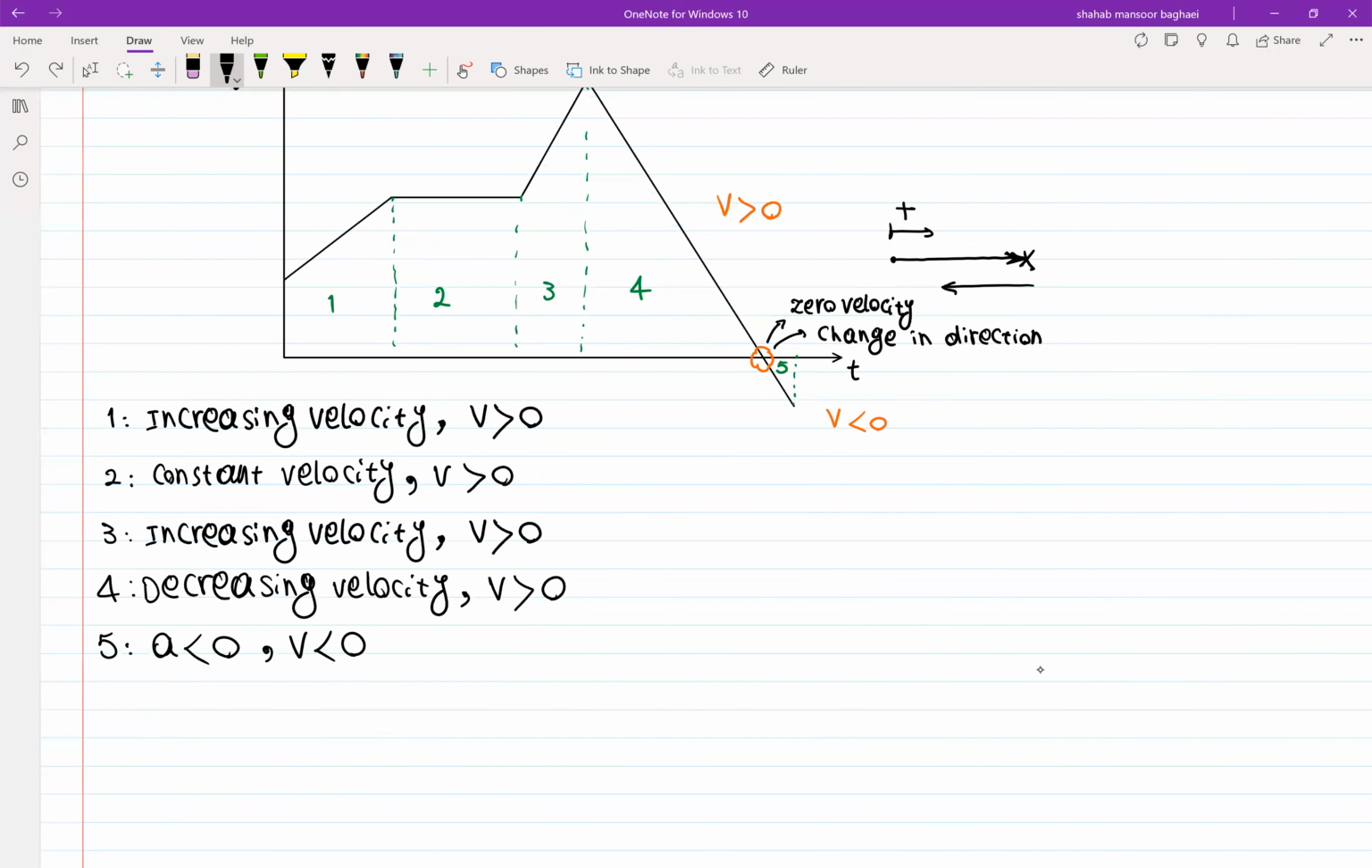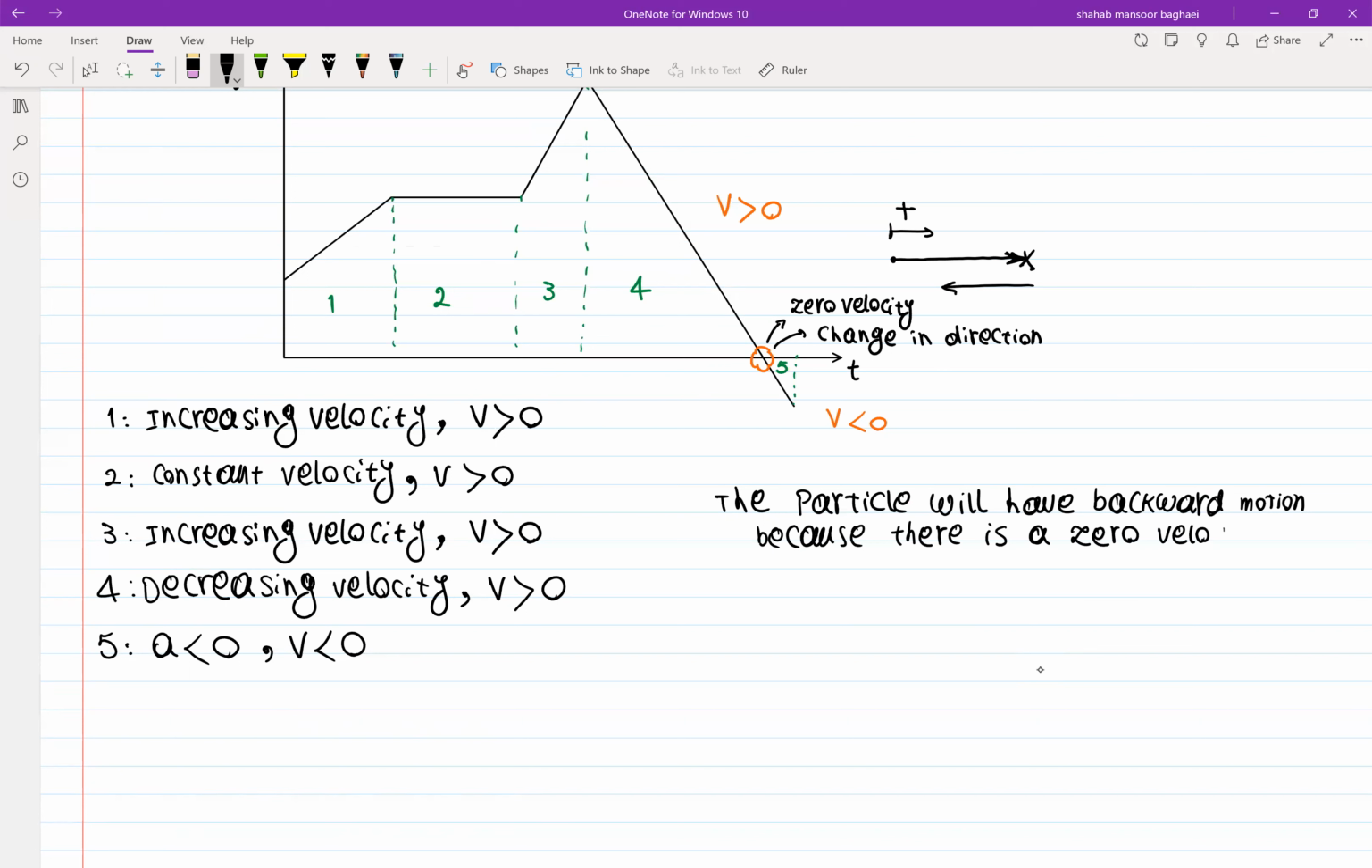So you can write it down here. The particle will have backward motion because there is a zero velocity on the graph.